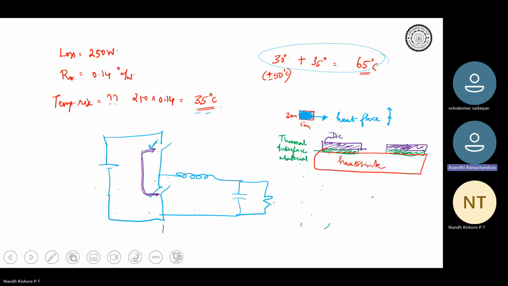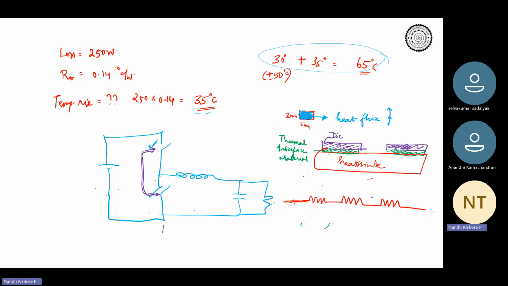We will worry about this later, but right now for our computation, let's assume that there is only one device and only one heat sink. You understand that, analogous to, let's say, three resistors connected in series, we say that the same current flows through each of these three resistors. Now you imagine in terms of heat.